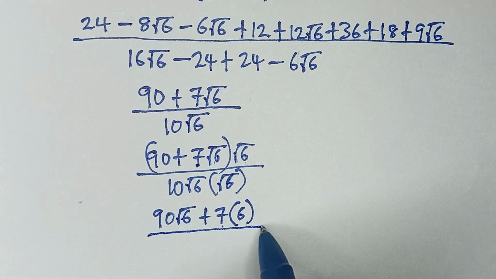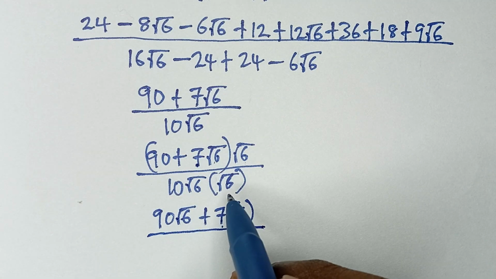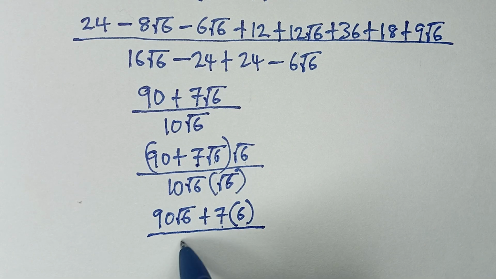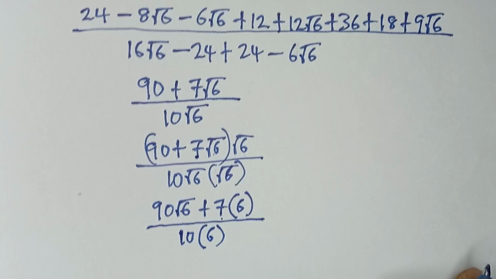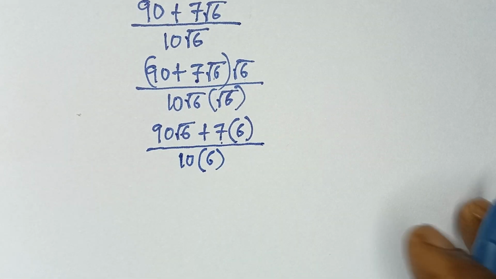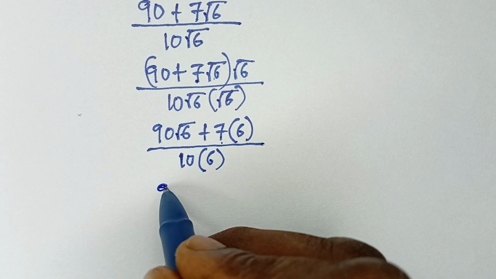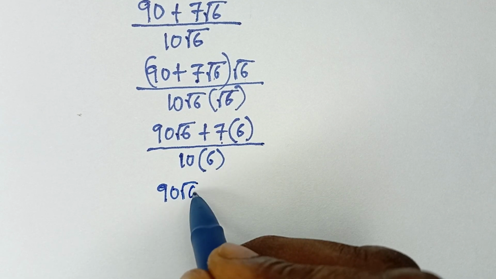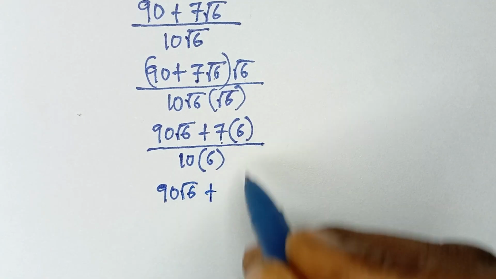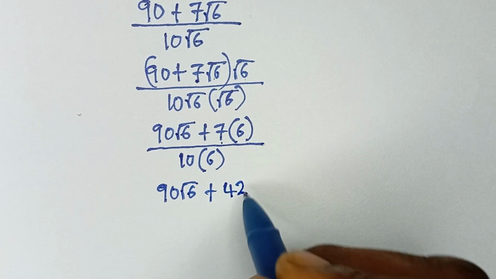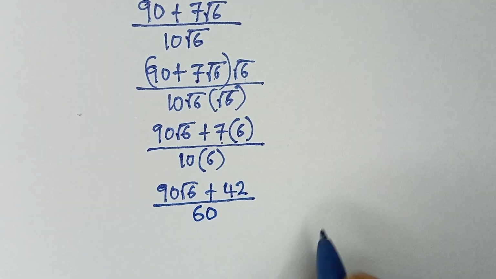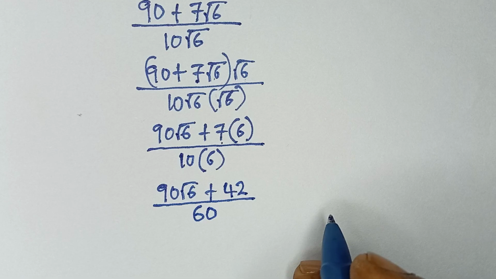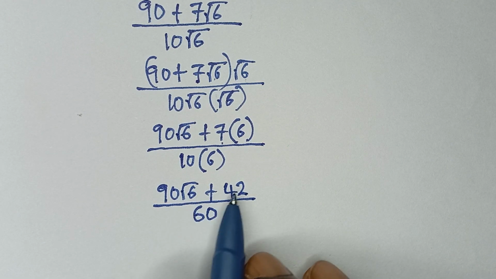And then all over root 6 multiplied by root 6, that will be 6. So I have 10 multiplied by 6. This 10 here, root 6 multiplied by root 6 is simply 6. So going further, what I have next will be 90 root 6, then plus 7 multiplied by 6 is 42, then all over 60. Now, the next thing for me to do, I can separate these two fractions now.